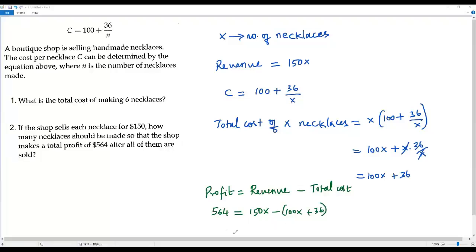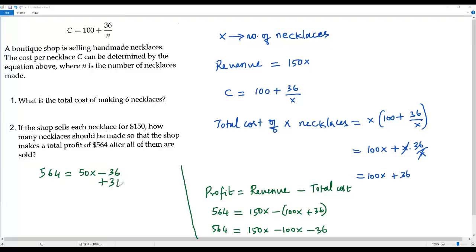Now we have to solve this equation for x. Let's simplify the expression on the right side. So 150x, we can distribute this negative sign to this one. I'll be getting negative 100x. Negative times positive will be negative 36. Let me continue the steps over here. So 564 equals, when I combine 150x and negative 100x, it will be 50x minus 36.